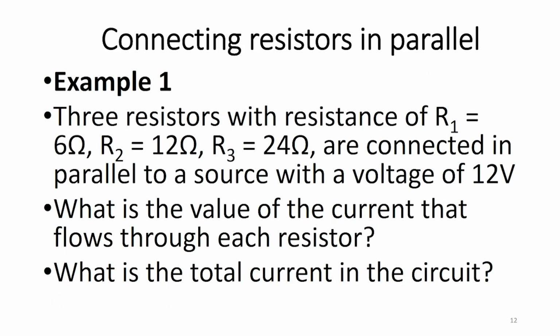Example 1. Three resistors with resistance of R1 equals 6 ohms, R2 equals 12 ohms, and R3 equals 24 ohms are connected in parallel to a source with a voltage of 12 volts. What is the value of the current that flows through each resistor, and what is the total current in the circuit?